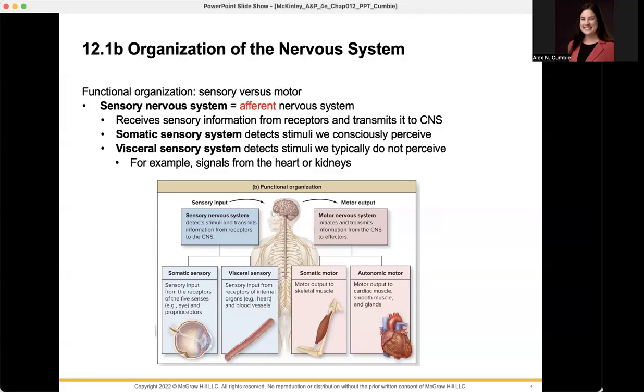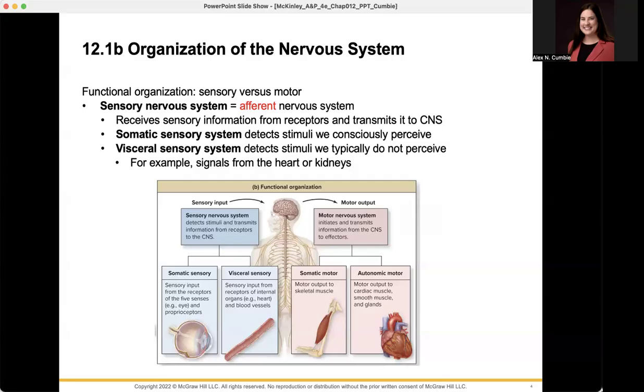So when we saw that previous chart where we had receptors sending signals to the control center, this is what we're looking at here. The sensory nervous system is comprised of receptors that send signals to the CNS, which is the brain and spinal cord. We can separate those into additional categories. If these are conscious signals, we call them the somatic sensory system. If these are visceral, coming from organs where we don't really perceive this, it is subconscious signaling, then we would call it the visceral sensory system. Somatic is something we detect.